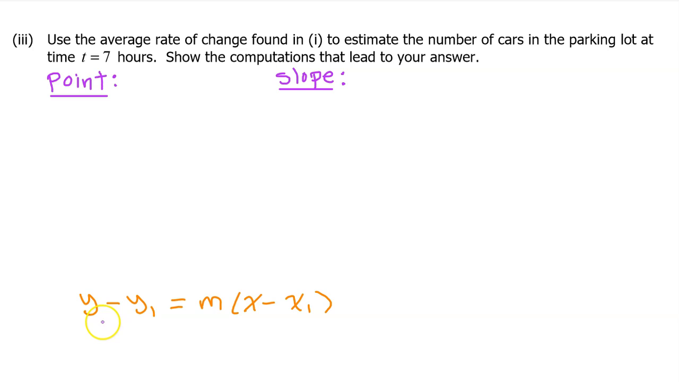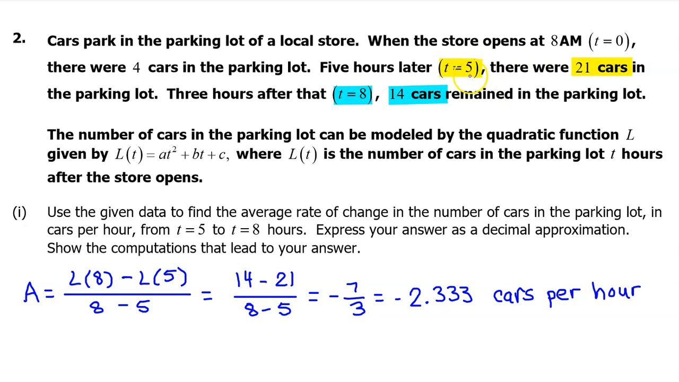Whenever we write the equation of a line, we like to use point-slope form, which looks like this, because all we need is a point and the slope. For the point, we can use either of the input-output pairs used in the calculation of the average rate of change, because both of these points will be on the secant line from 5 to 8. We cannot use t equals 0 because that's not on the secant line. Let's use the point 5, 21.